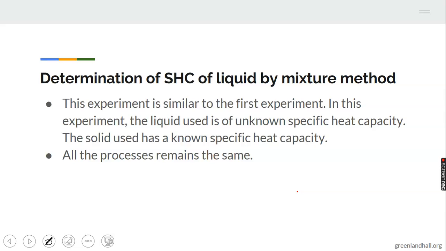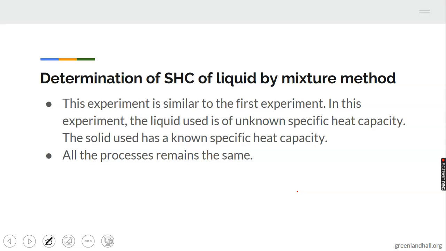You still heat the kerosene to boiling point before you transfer it to a copper calorimeter that contains water at room temperature. Then you mix them together evenly until you obtain the final temperature of the mixture. From there you can calculate the specific capacity of the liquid, since all other parameters are known except the specific capacity of the liquid. So the process and the experiment still remain the same.